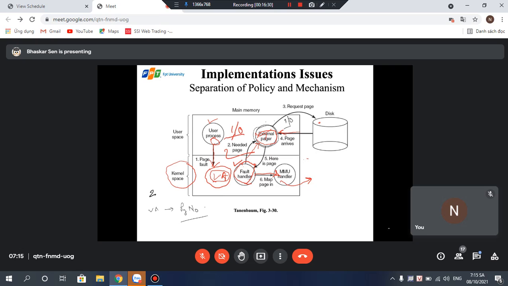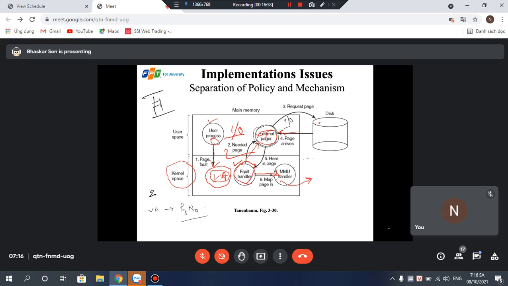to the MMU, and the MMU handler will send the page address to the MMU, and the MMU will generate the physical address. And it's the MMU handler that will finally put it in the address space of the user process. This is the user process in its address space. The page that is coming will be placed there.